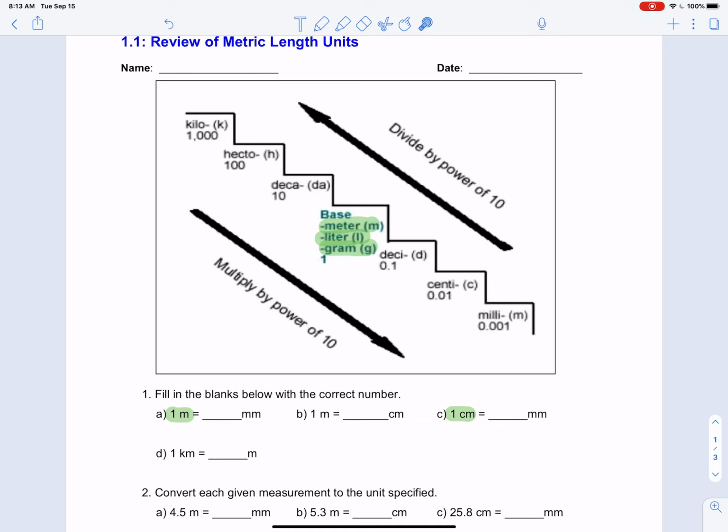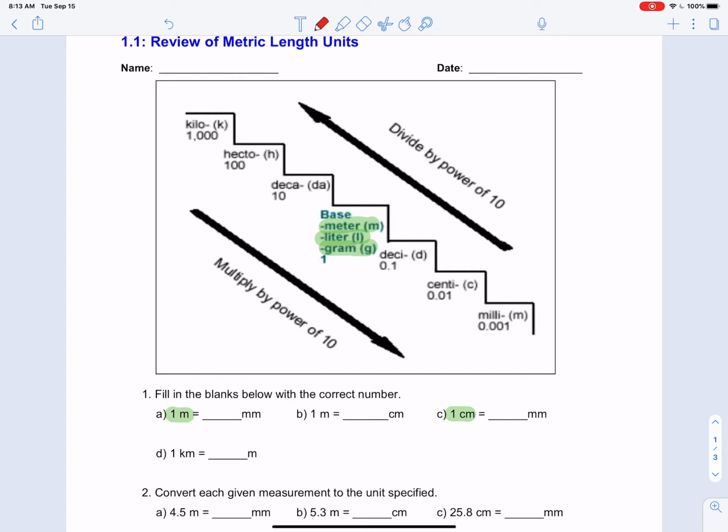For instance, if you're talking about a long distance, maybe you're taking a long drive somewhere, you're going to want to talk in kilometers. But maybe you want to measure something in centimeters, right? A book, a piece of paper, something like that. So you want to be able to convert back and forth between these units of measurement.